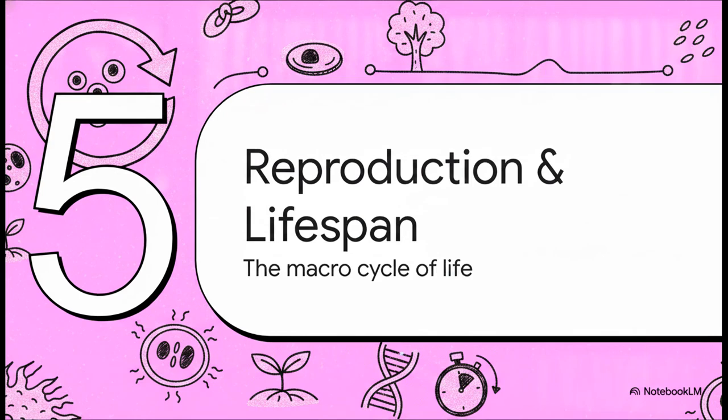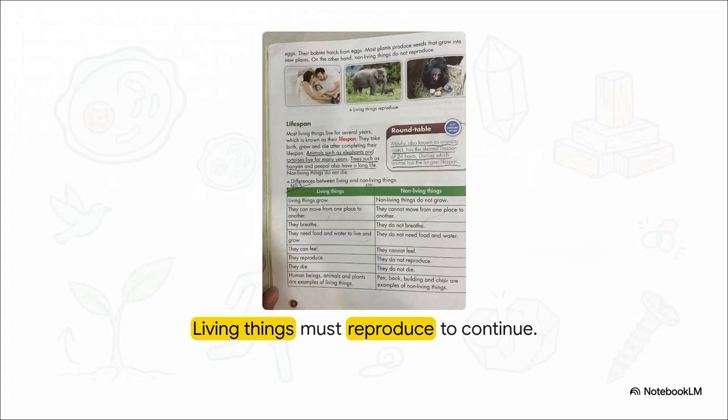All right, on to our final section, part 5, reproduction and lifespan. We're looking at the macro cycle of life now. So, stepping back from those day-to-day survival traits, let's look at the bigger picture. The absolute crucial point here is that living things must ensure their species continues to exist, and they do this through reproduction. Now, this happens in wonderfully diverse ways all across the natural world.